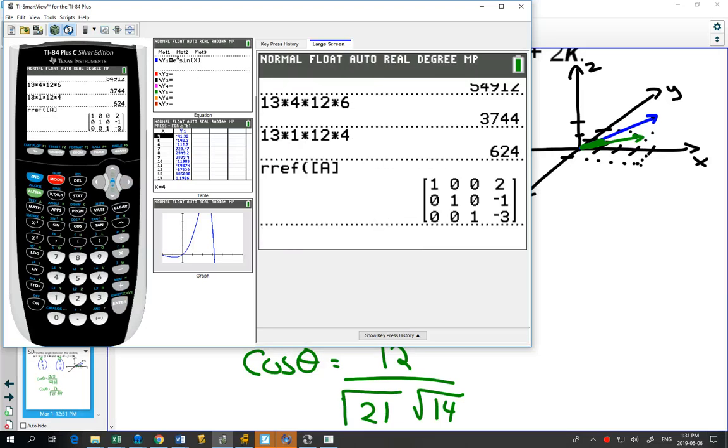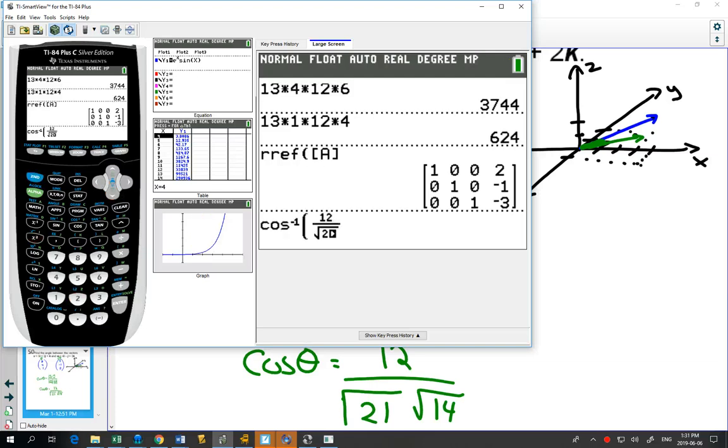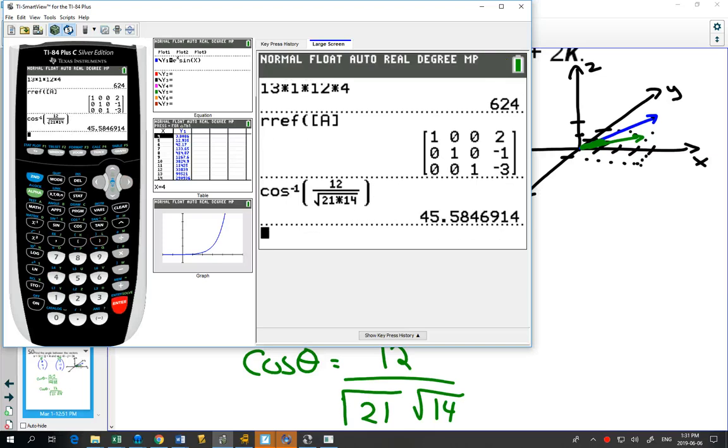So I'm going to do cos inverse of 12 divided by square root of 21. And instead of doing times the square root of 14, do you know when you multiply square roots, you can multiply inside? As far as the calculator, this saves me some time, just multiplying inside. My calculator, it actually doesn't matter that I close a bracket, but I want to. And the angle is 45.6 degrees.